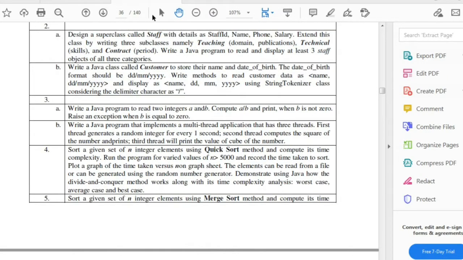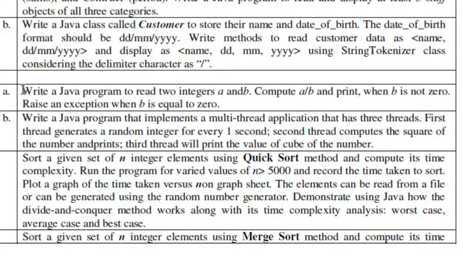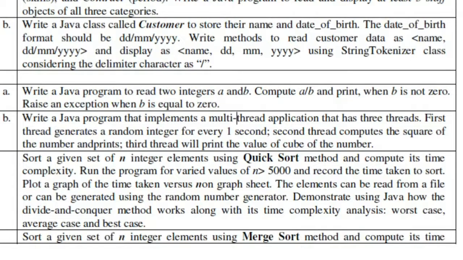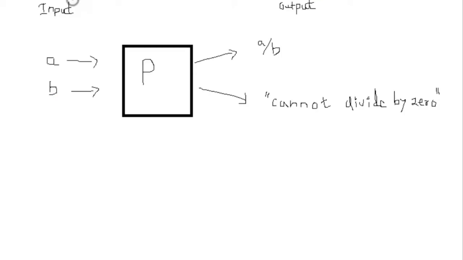Let's move on to the third program, which is to write a program to read two integers a and b and then compute a by b and print it when b is not 0. In case b is 0, we have to raise an exception and print that it's not possible to divide by 0.